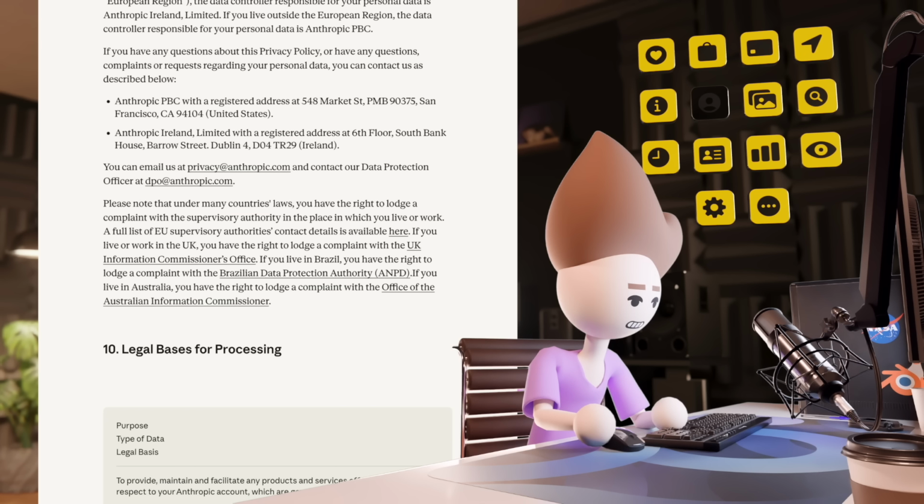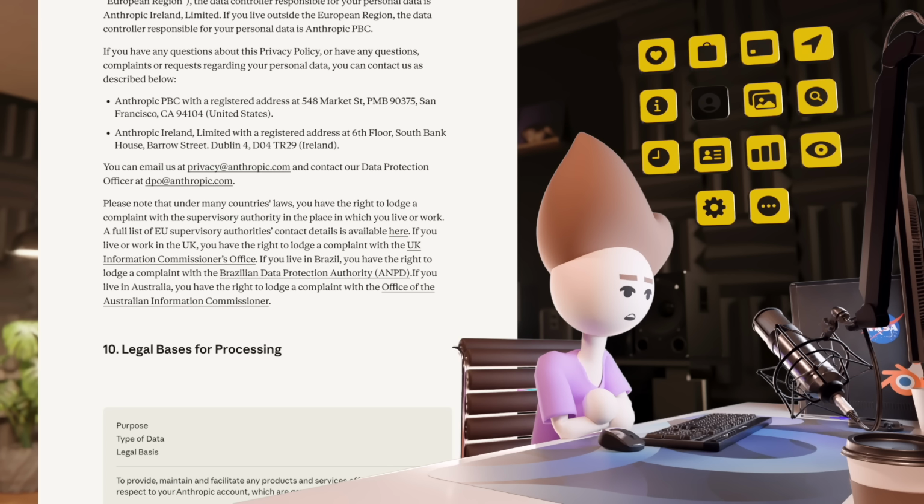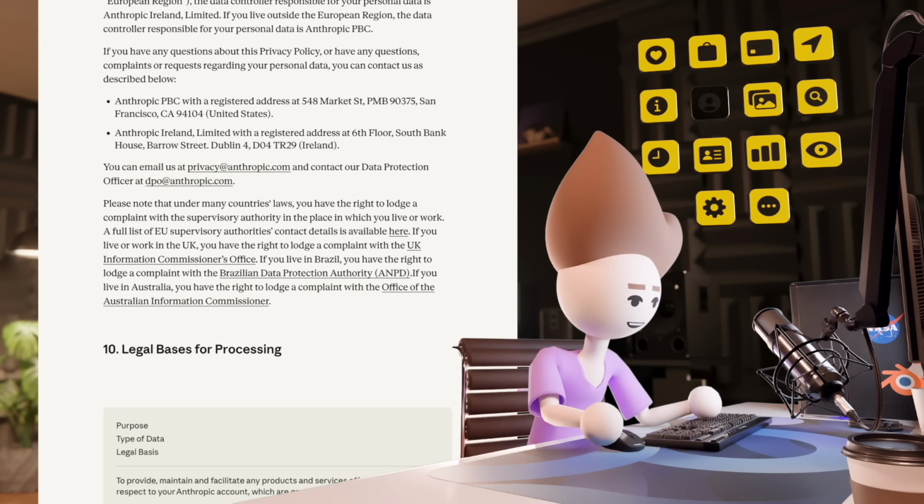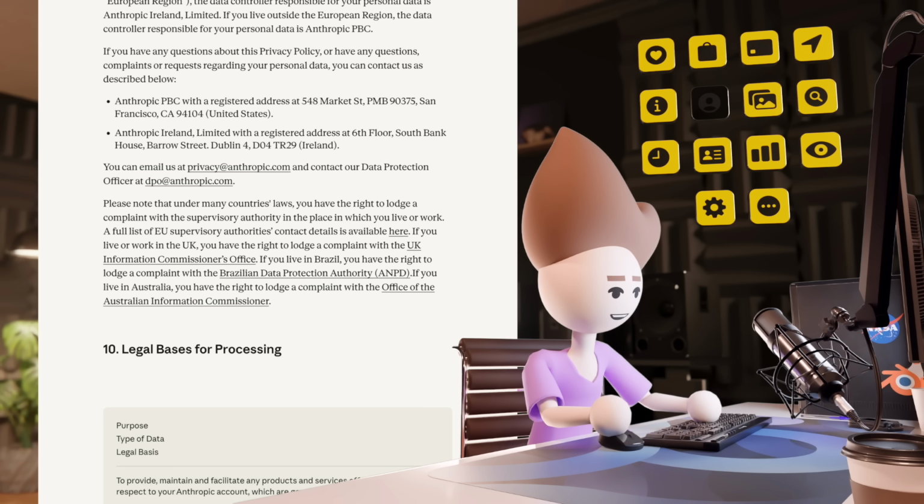Please note that under many countries' laws, you have the right to lodge a complaint with the supervisory authority in the place in which you live or work. A full list of EU supervisory authorities' contact details are available here. If you live or work in the UK, you have the right to lodge a complaint with the UK Information Commissioner's Office. If you live in Brazil, you have the right to lodge a complaint with the Brazilian Data Protection Authority. If you live in Australia, you have a right to lodge a complaint with the Office of the Australian Information Commissioner.